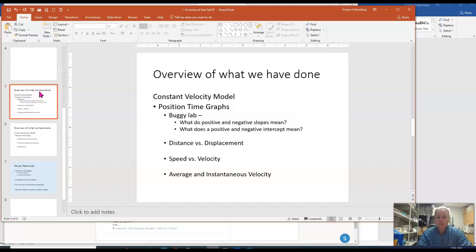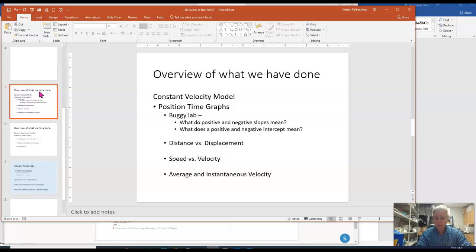Second, I was going to do an overview of what we've done as far as walking through it. We had a constant velocity model with our buggies and position time graphs. We learned what positive and negative slopes mean on a position time graph. What does a positive and negative intercept mean? And then we learned how to write equations for those scenarios. We discussed distance versus displacement, speed versus velocity.